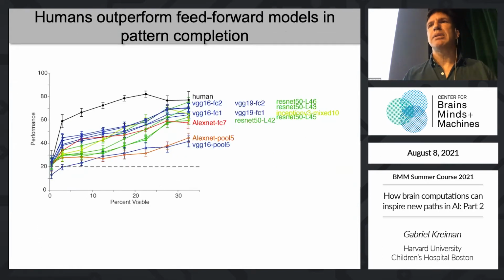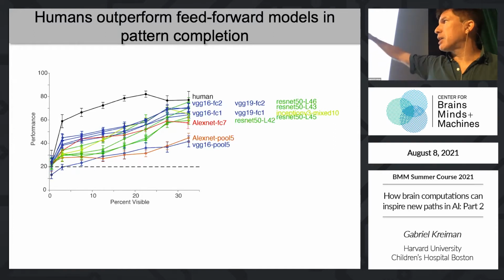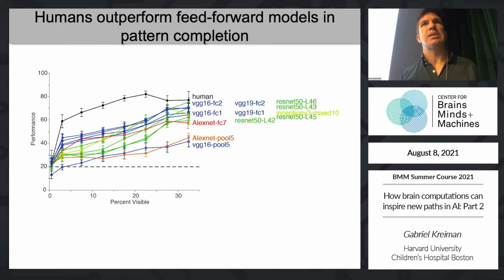Okay, so now let me tell you a little bit about computational models. So I'm showing here, in the same format, the performance as a function of visibility. The black curve is the unmasked human performance that I showed you earlier when I argued that there's very strong robustness to heavy occlusion. And then each of the colors here corresponds to another deep convolutional neural network.